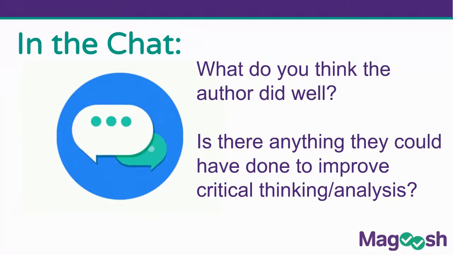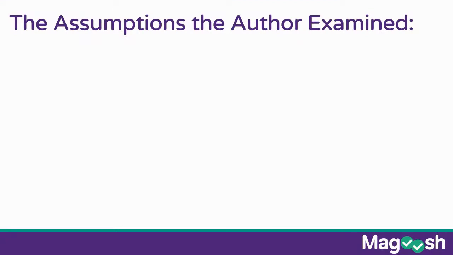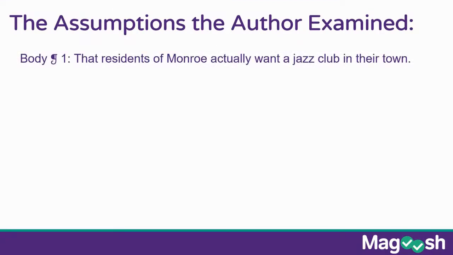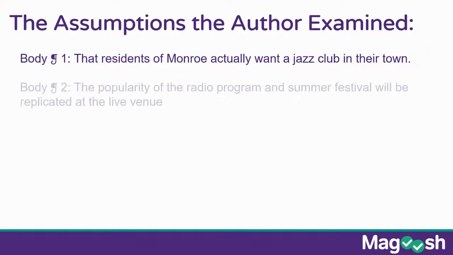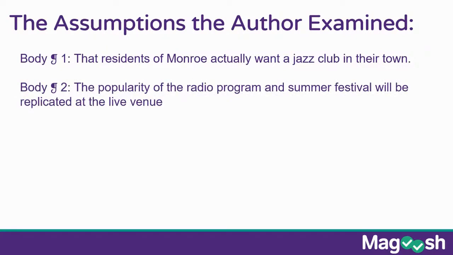All right. So in terms of looking at critical thinking and analysis, we want to look at the assumptions that the author examined. And the first body paragraph was: the residents of Monroe, do they actually want a jazz club in their town? That is an assumption the author attacks. Body paragraph 2, whether the popularity of the radio program and summer festival would be replicated at a live venue. The argument's making that assumption. Our writer is attacking that assumption.